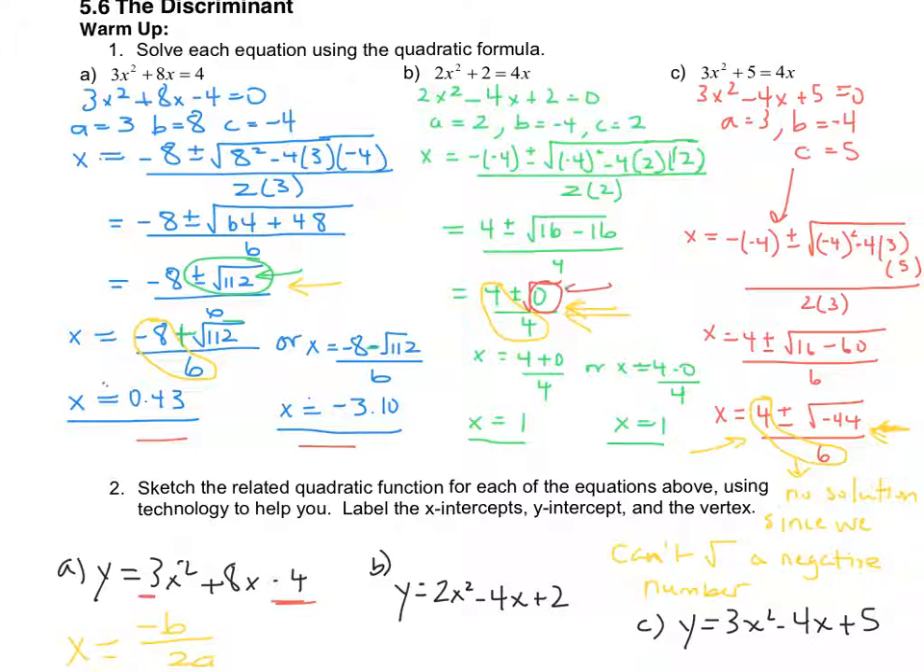So that ends up in one solution. Anytime that thing under the square root sign ends up equaling 0, there will only be one solution to it. The last one here had a negative under the square root sign. So when you get a negative, there will be no solution or no x-intercepts because you can't square root the negative under the real number system.